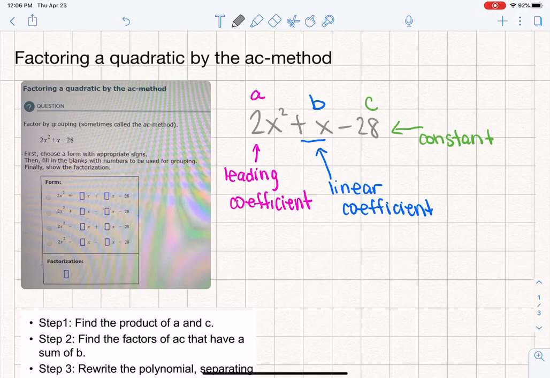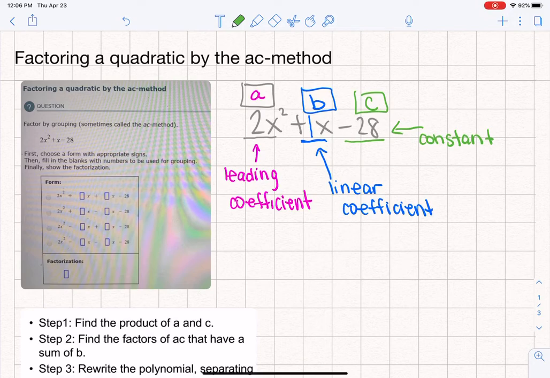First, we're going to go over the parts of the quadratic. Here our 2 is considered our leading coefficient, which is our A term. Next, we have our B term. There's nothing in front of the x, so it's not a 0, because if it was a 0, there would be no x. So we have 1x. That's our linear coefficient, which is our B term. And lastly, we have our C term, which is our constant. It's negative 28.